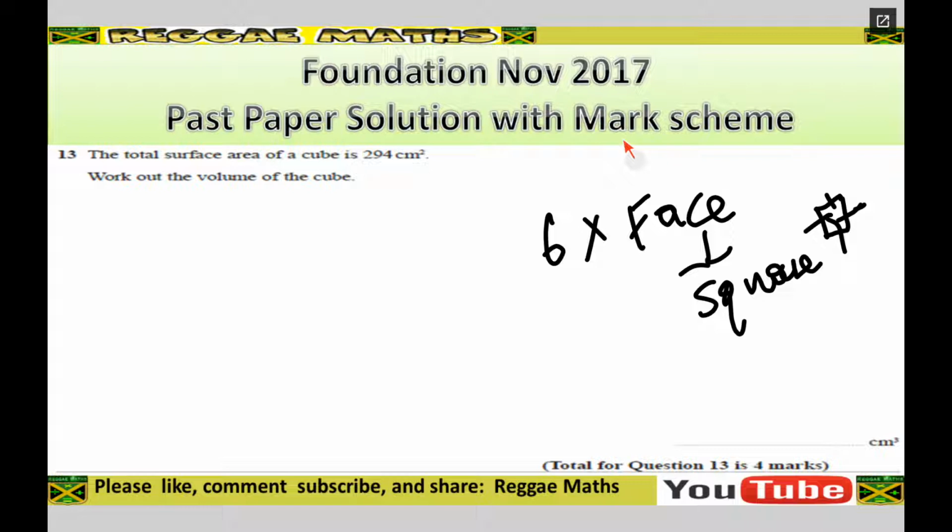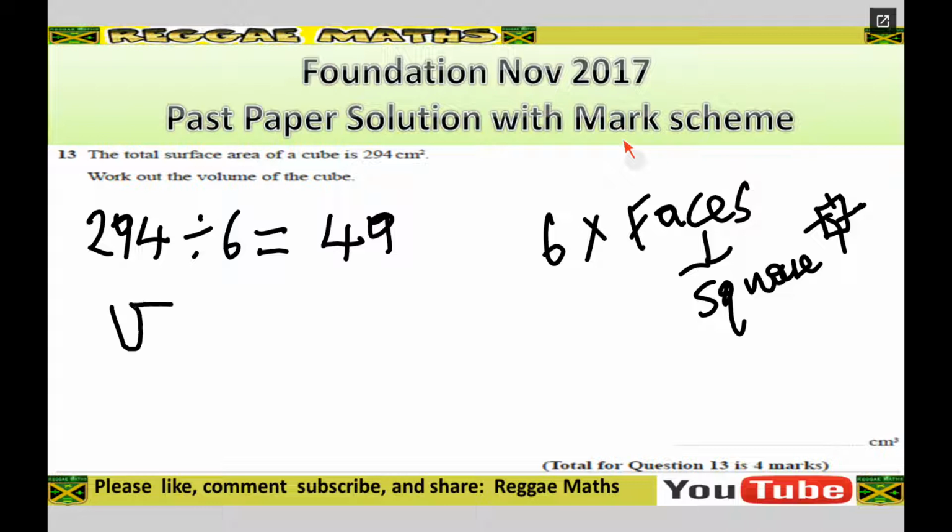So I know it's 6 faces and each is a square. What I need to do is find the area for 1 face. To do this, I'm going to do 294 divided by 6. The reason I divide by 6 is because it's 6 faces. 6 into 294 goes 49 times. Now, what can you tell me about the face? It's a square, so the opposite of square is square root. The square root of 49 equals 7.